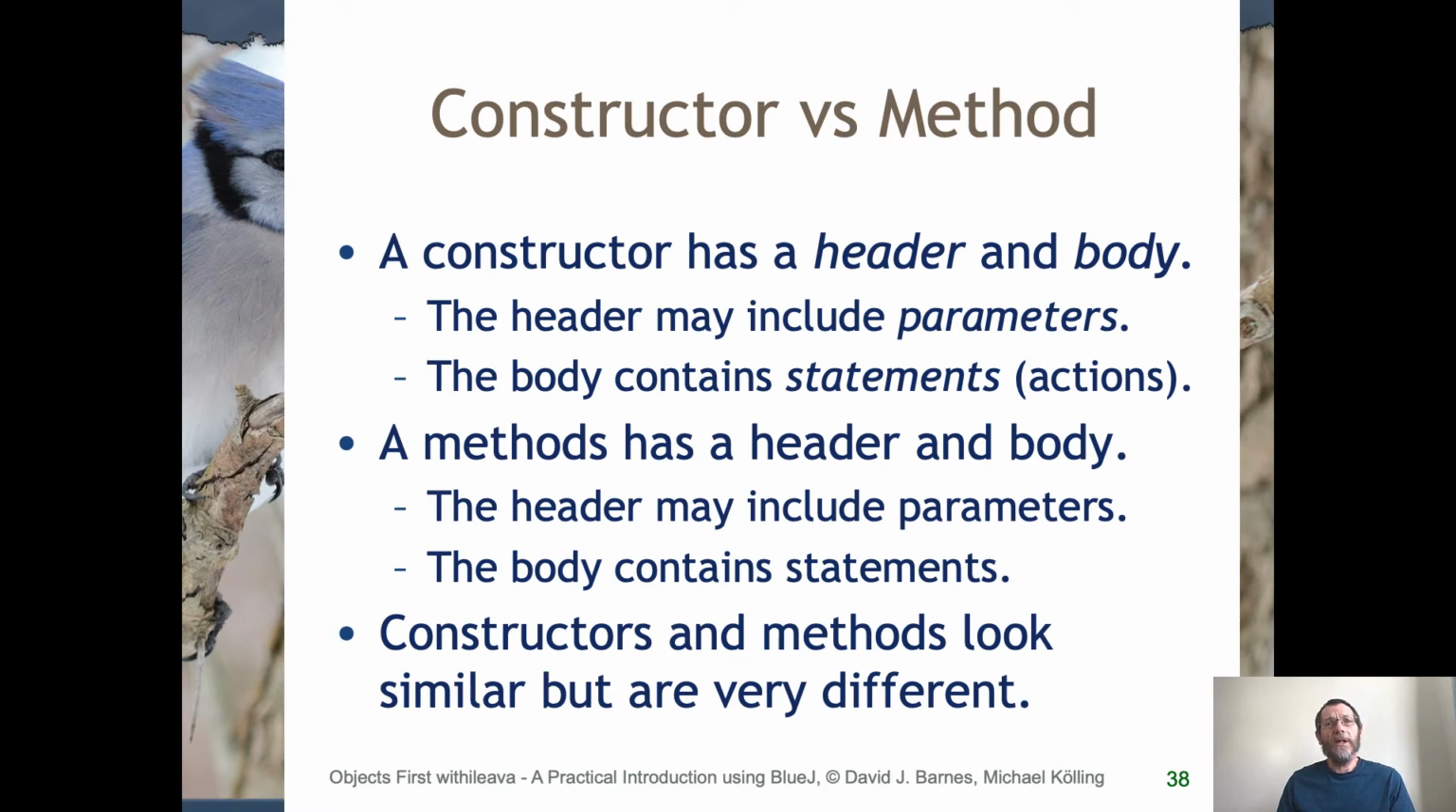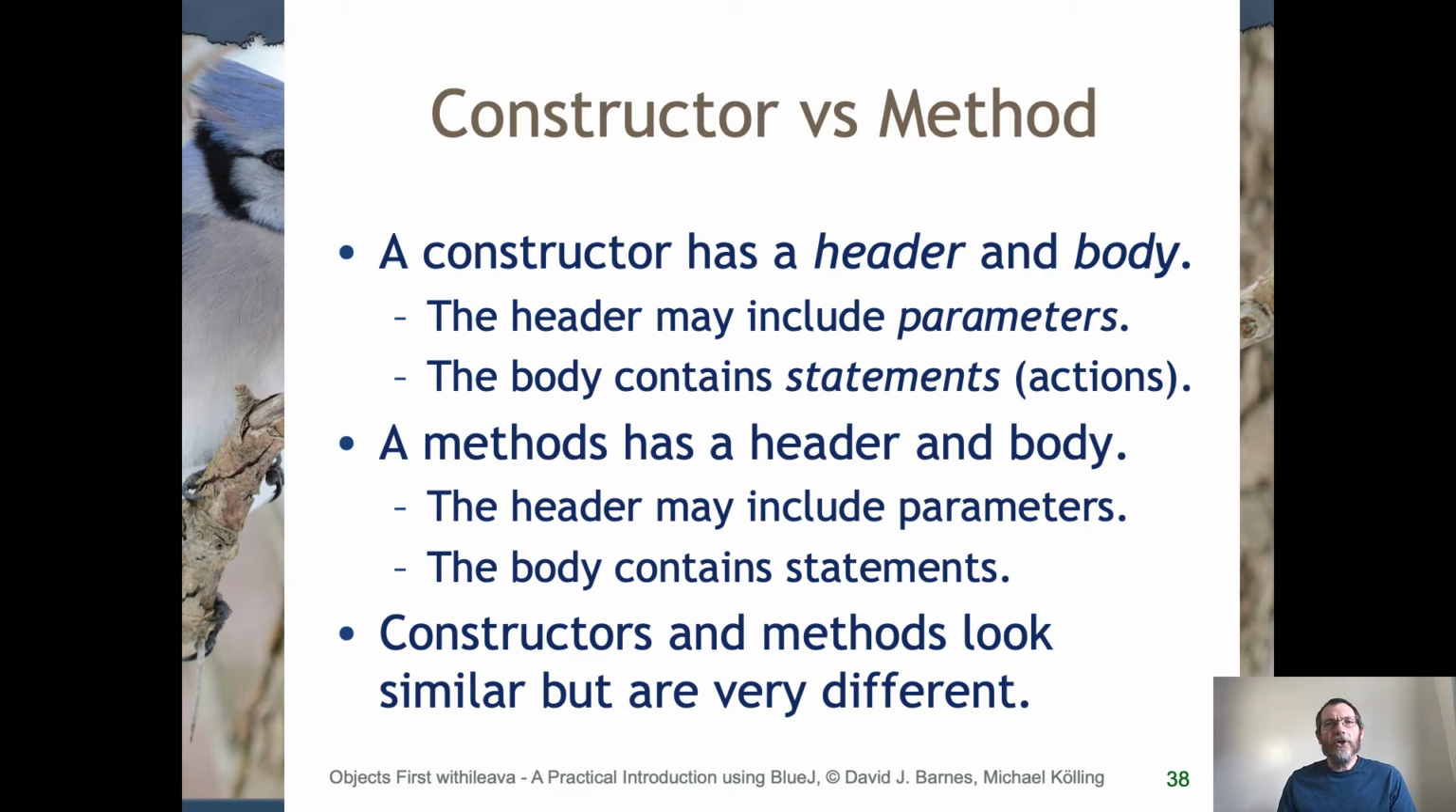Now, one of the things that we'll see as we look at the structure of the source code for methods is they look quite like constructors, and we've already seen the source code patterns for constructors. So we know that a constructor has a header and a body. The header may include parameters, and the body of the constructor contains statements or actions. And similarly, what we'll see is that a method also has a header and a body, and a method's header may include parameters, and a method's body will contain statements to carry out the actions of the method.